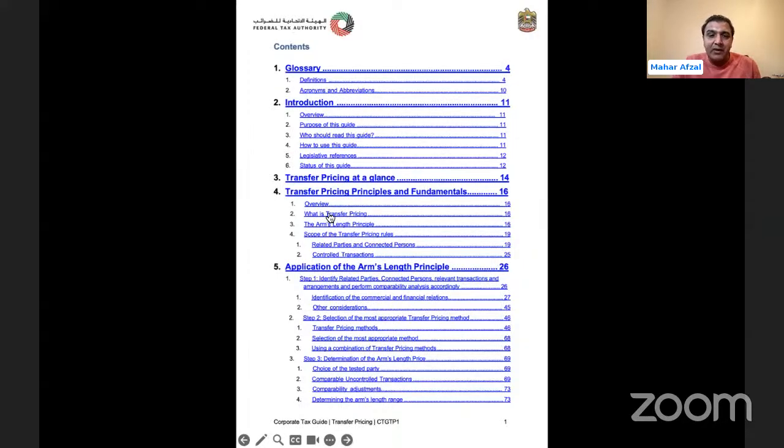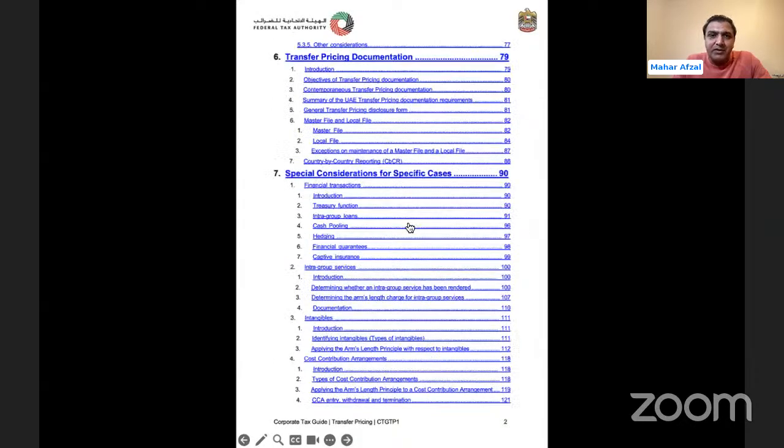They have given the high-level understanding of why transfer pricing is important. We have already discussed one example of why transfer pricing is important: whenever related parties are controlling the transaction, they are shifting the profit from the high tax jurisdiction to the low tax jurisdiction, from the high tax entity to the low tax entity. So this is the reason that the transfer pricing rules and regulations have been introduced. Arm's length principle, identify the related parties, selection of the method, determination of arm's length price that we discussed.